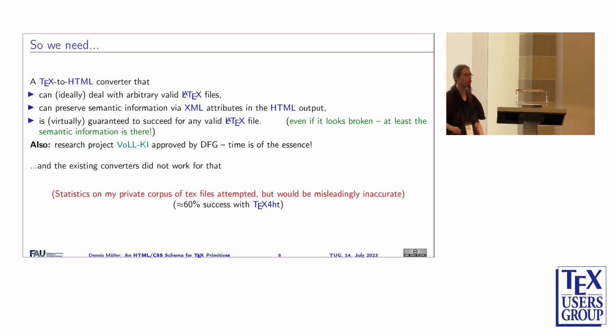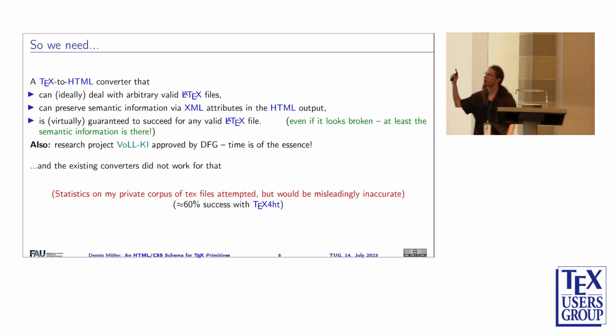And also at that point, we had a new research project approved, the VolKI project, whose goal it is to improve college-level education using AI techniques, whereby by AI, we usually mean good old-fashioned symbolic AI. And of course, for that, we wanted to use STEC. And if we're now planning to rewrite STEC basically completely, then we better do that now, and time is of the essence. And it turns out that none of the existing TeX-to-HTML converters were able to do all of the things that we needed them to do.